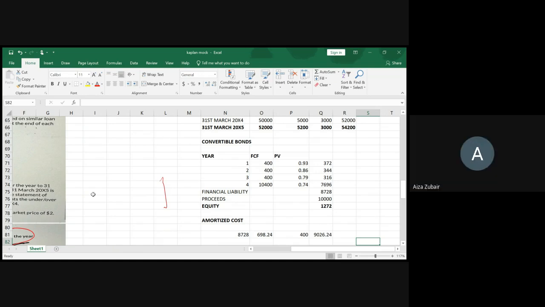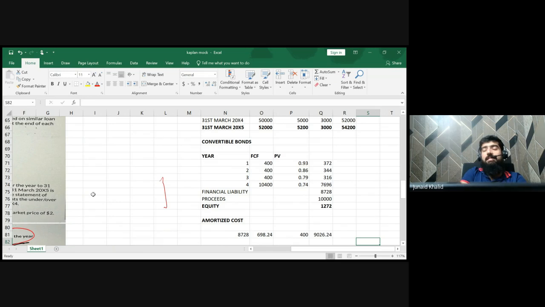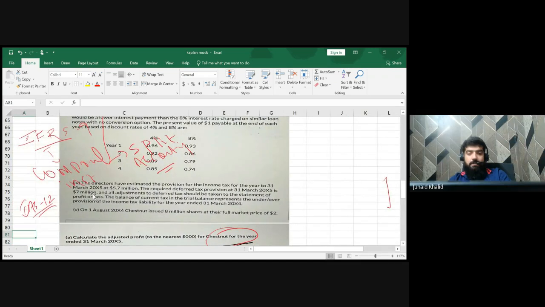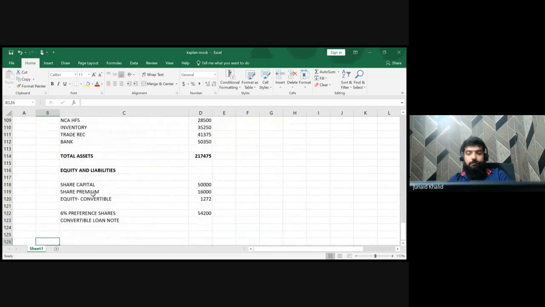Do remember that we are recognizing the liabilities at the year end. So 8,728 is the liability at the start of the year, but we need the liability at the end of the year. For that, we have prepared an amortized cost schedule, and this is 9,026. Are you getting a point? Yeah. Are you getting a point?